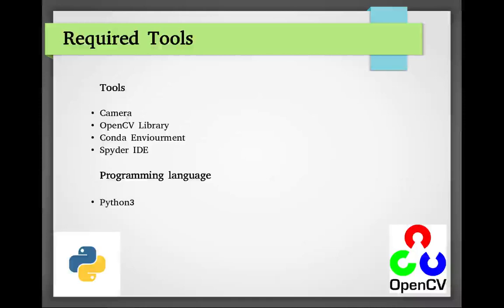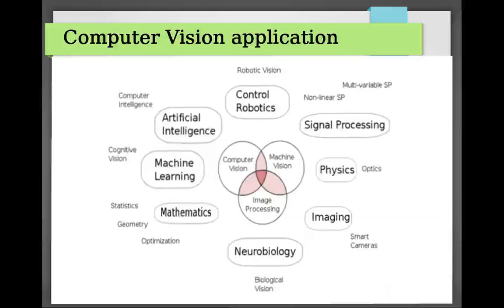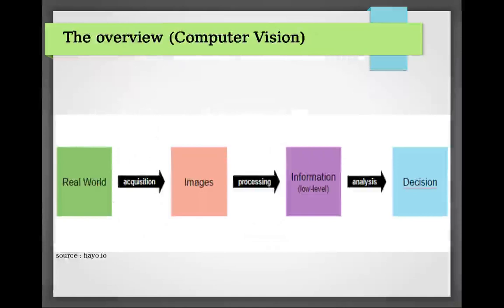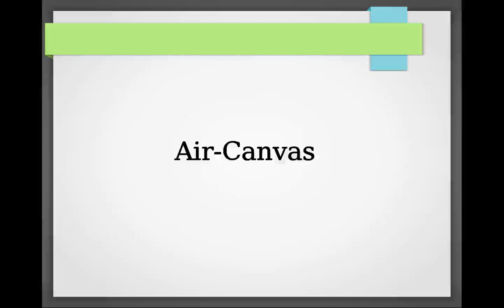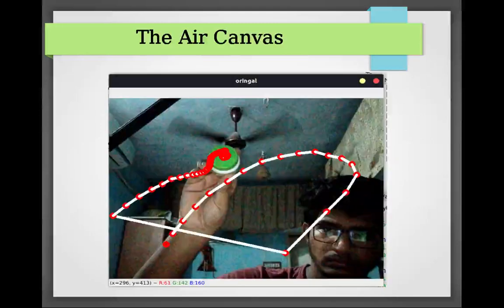So let's dive into the details of this project. This whole project comes into the domain of computer vision, which is a very large domain, considering the current scenario of AI and different domains like neurobiology and signal processing. So we are mainly focusing on the image processing part. So let's see its details.